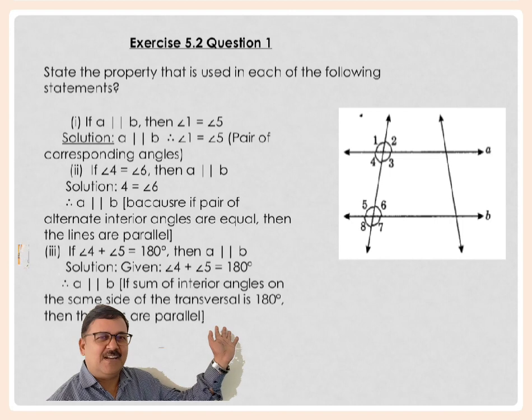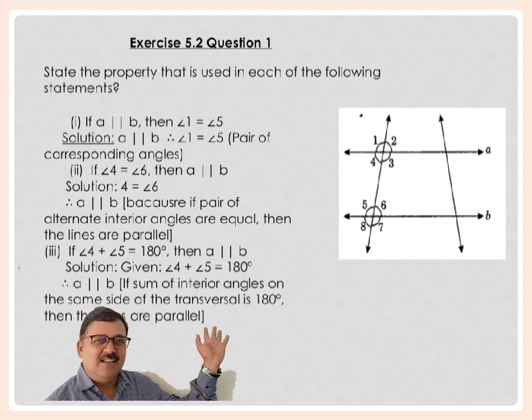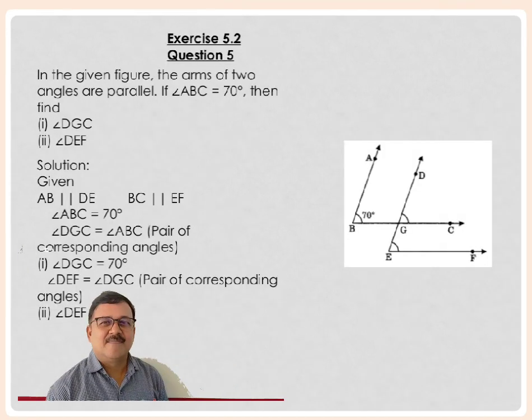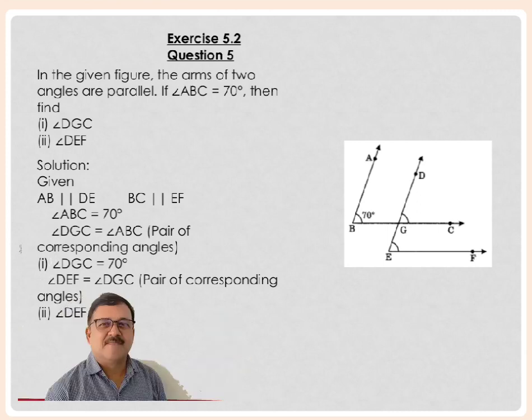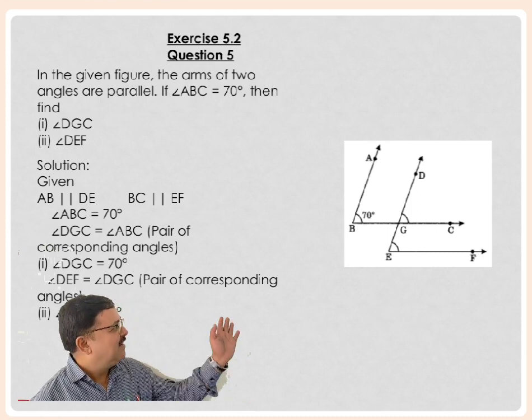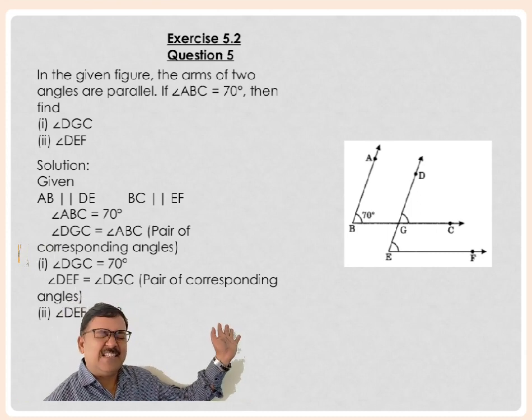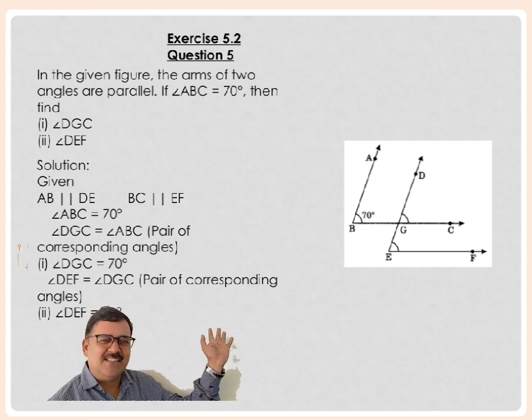You can see in the figure, angle 3 is equal to angle 7, angle 4 is equal to angle 8, angle 1 is equal to angle 5, and angle 2 is equal to angle 6. They are all pairs of corresponding angles.